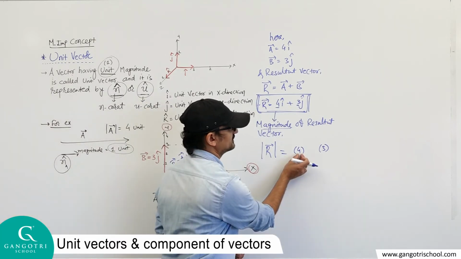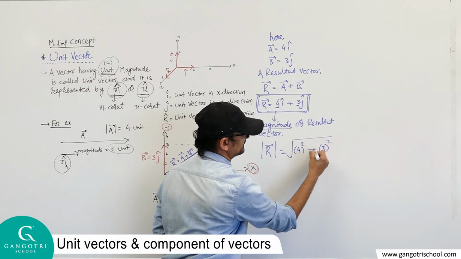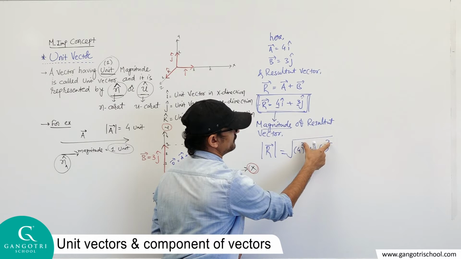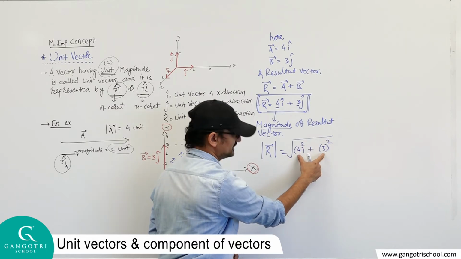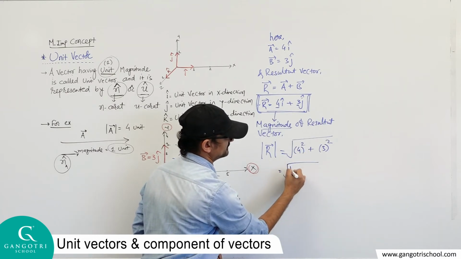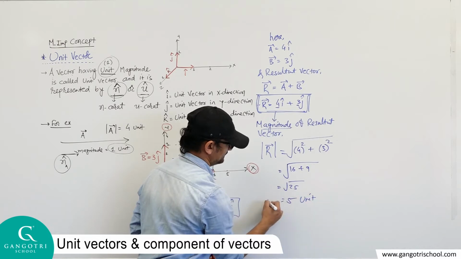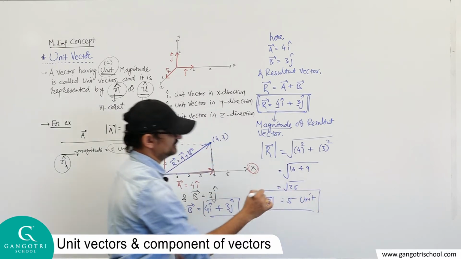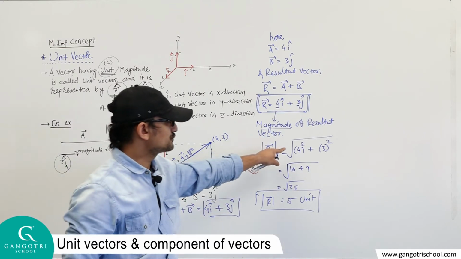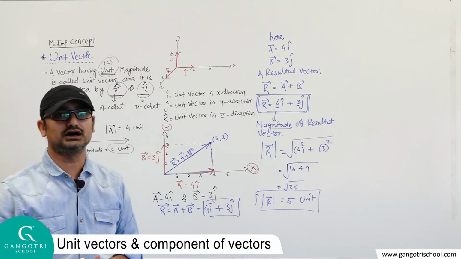So the answer is, these are the components: square root of the sum of the squares of the components. Again I will repeat, the square root of the sum of the squares of the components gives the magnitude of any resultant vector. Here it is 16 plus 9 equals under root 25, which is 5 units, the magnitude of the resultant vector.